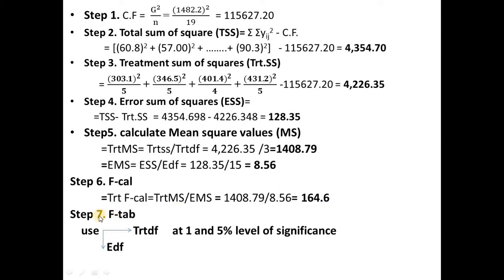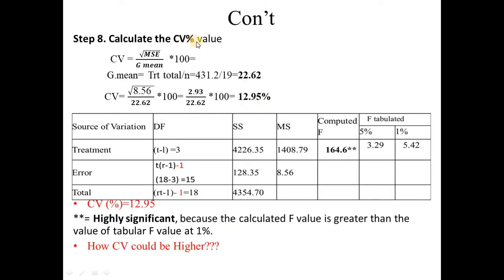Then the next step is finding the tabular value of F at the 5 and 1% levels of significance respectively, by using the treatment degree of freedom on the horizontal axis and the error degree of freedom on the vertical axis, in the row and column way, and we'll take the intersection point at each level of significance. And then we just have to calculate the CV value.